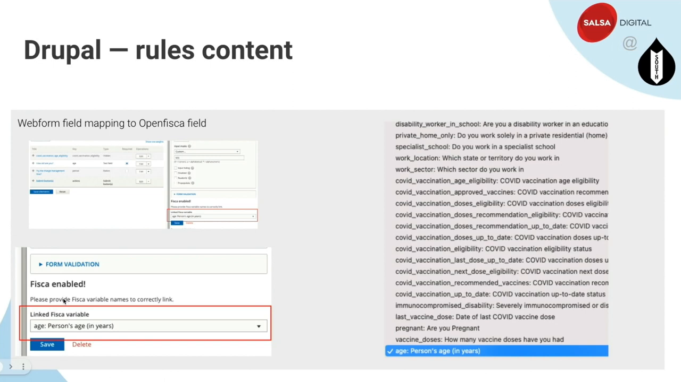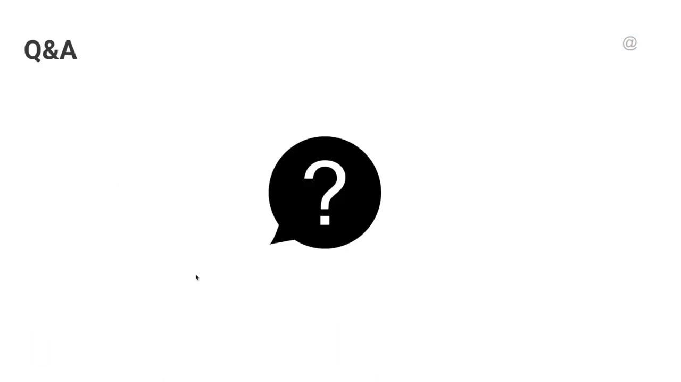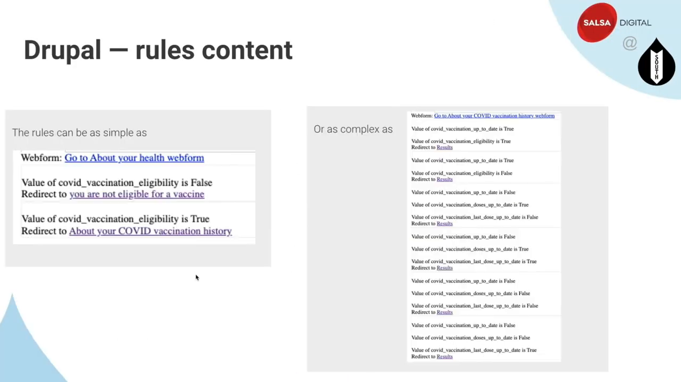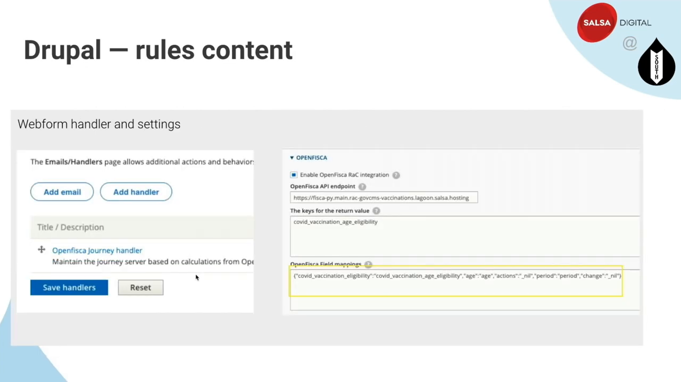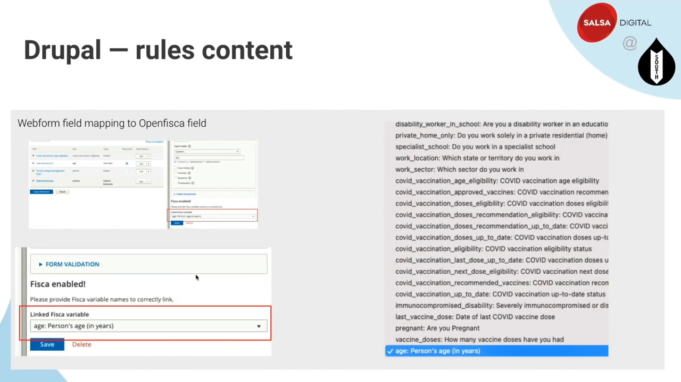So for this field, do you want it to be OpenFisca enabled or not? If you want it to be OpenFisca enabled, which OpenFisca variable do you want to map this particular field to? Because we had put the API URL in the third-party settings, it pulls all the variables that are available, all the input variables, and gives you a list. So you can just say, that first one is, what age are you? So I'll map it with the age field, and so on and so forth.